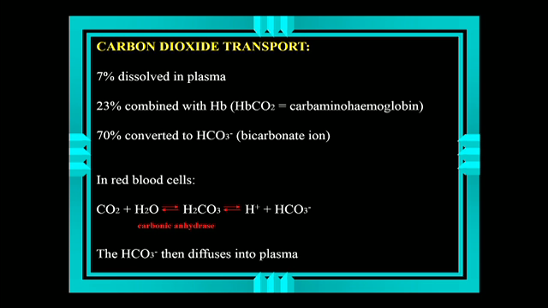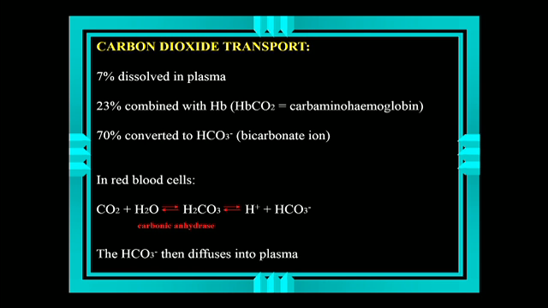Now, why do I say in red blood cells? Because unlike oxygen binding to hemoglobin that didn't require any enzymes, to convert carbon dioxide to bicarb, you do need an enzyme. And that enzyme is called carbonic anhydrase. Generally, anything with an ASE will be an enzyme. And that enzyme is in very high concentrations in red blood cells, which is why this occurs in red blood cells and not in other parts of the body.